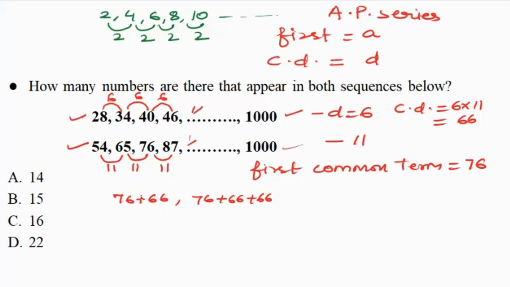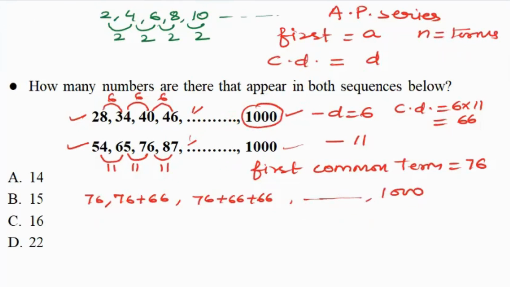We will go like that: 76, then 76 plus 66, then 76 plus 66 plus 66, and so on till 1000, because the last term in this series is given to us, which is 1000. We need to find how many terms there are like that. The number of terms we will represent by n. We need to find the number of terms, and we know the last term, which is 1000.